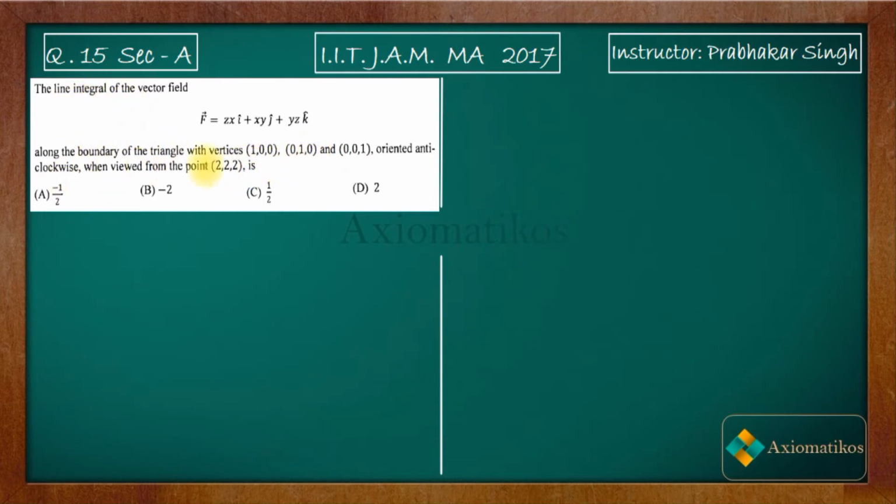Now it is given to us that the orientation for this triangle is anti-clockwise when viewed from the point (2, 2, 2). This is an important point to notice. If the orientation is clockwise, and our answer is 1 by 2, then we have to take minus 1 by 2, and if it is minus 1 by 2, then we have to take 1 by 2. So this creates a little problem for us. We have to understand whether the orientation is clockwise or not.